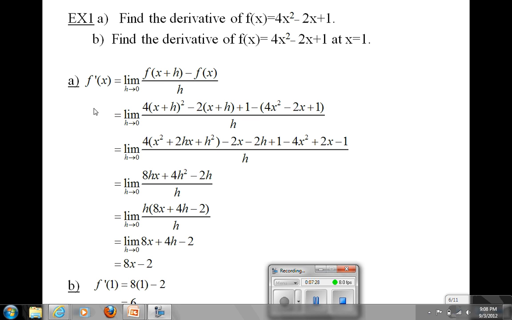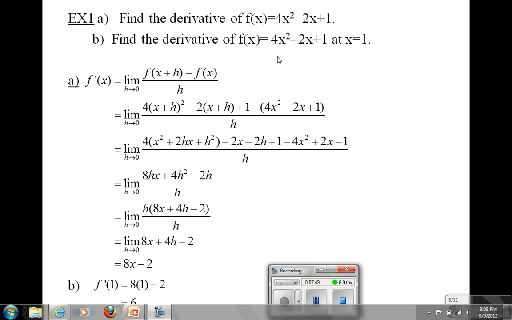For part A, here's our derivative formula. And again, this is f of x. And if I want f of x plus h, remember I'm replacing the x's with x plus h. So I'd have 4 times (x plus h) squared minus 2 times (x plus h) plus 1. And again, that's what you see across the top. And then subtract f of x.